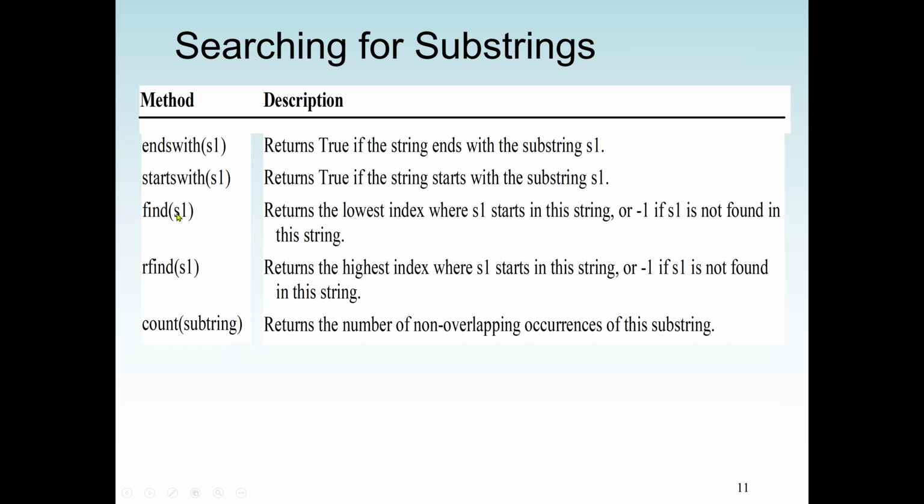Now find(s1) means we're going to return the lowest index where s1 starts in this string. So when I'm searching for something, we return the location of it. If we are using an array, then we are going to return the index. And rfind(s1) can return the highest index where s1 starts in the string, or -1 if s1 is not found in the string.